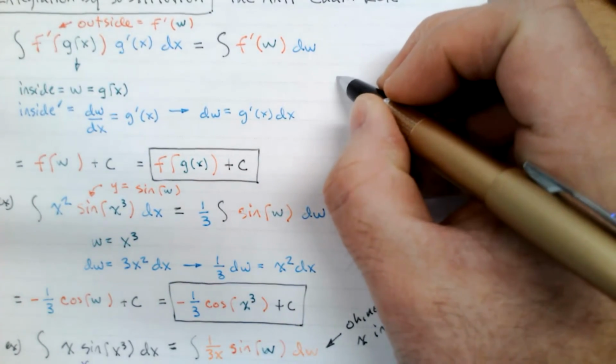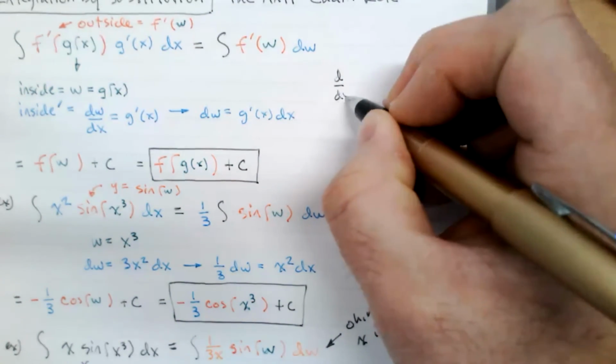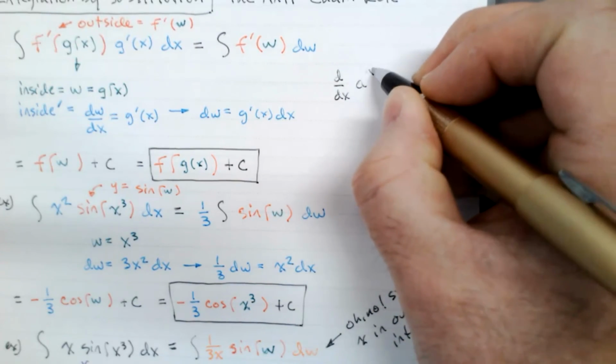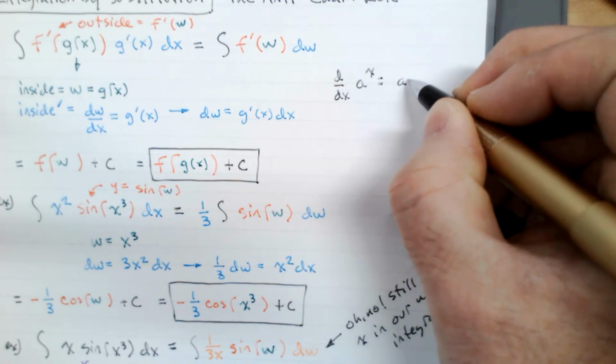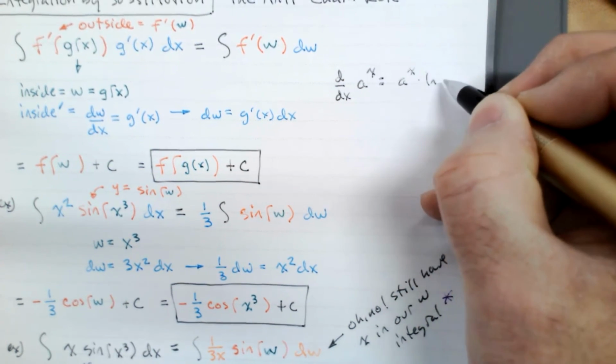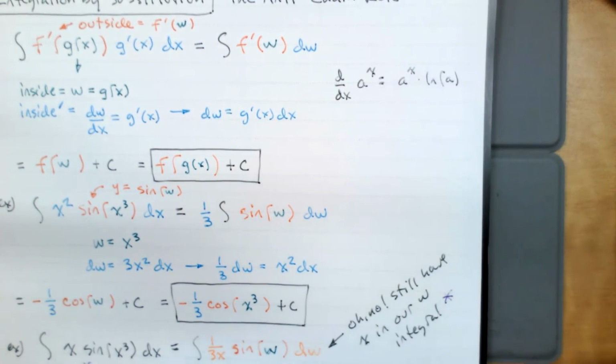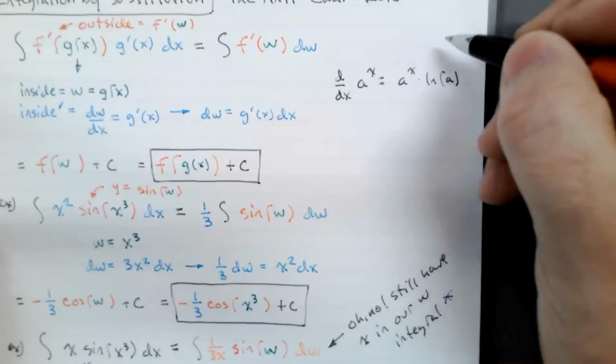So remember that the derivative of, say, a to the x is a to the x times the natural log of a. Here a is a constant and x is the variable. Note that we did do this on e to the x, but natural log of e is equal to 1, so we didn't write it. We can turn this around. Natural log of a is a constant.